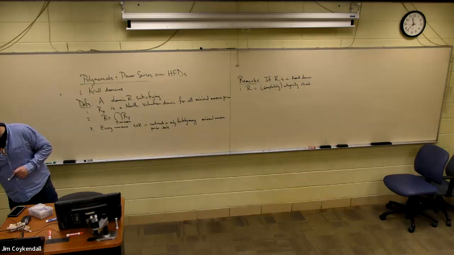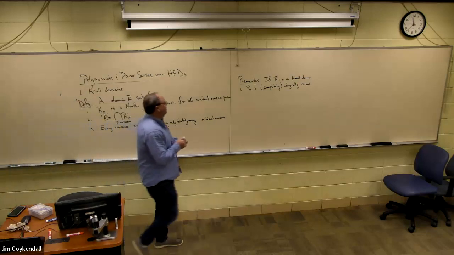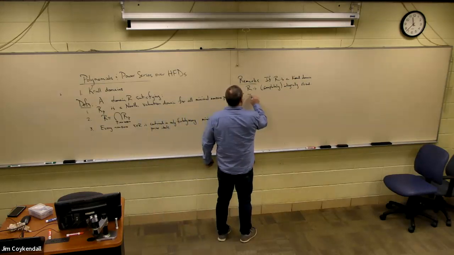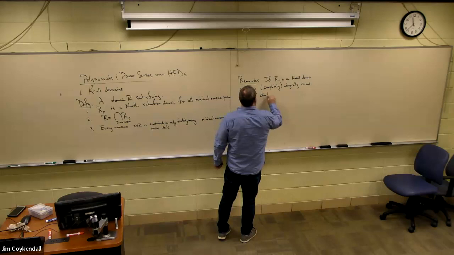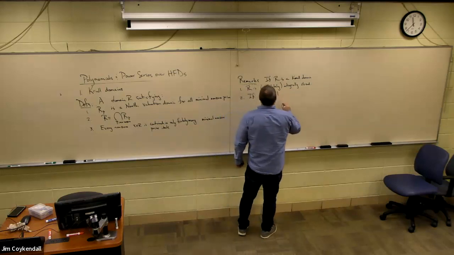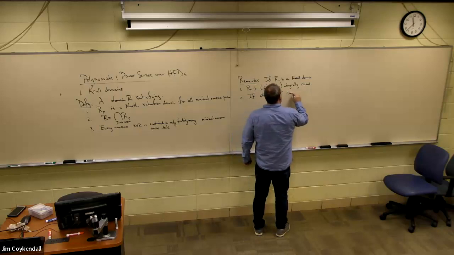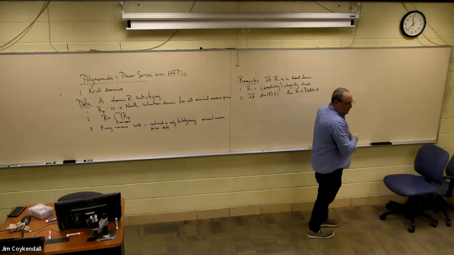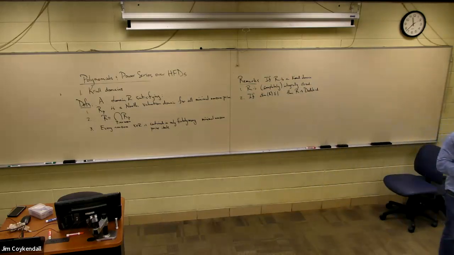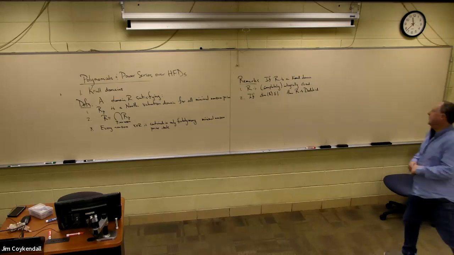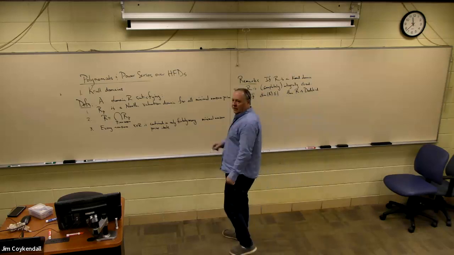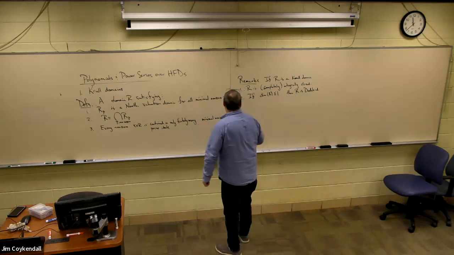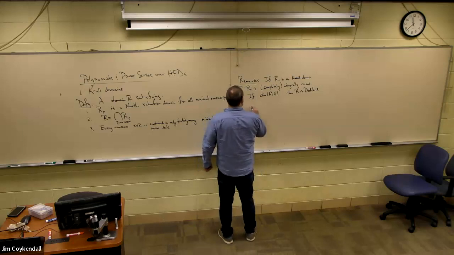Here's a couple of other facts. Number two, if the dimension of R is 1, then R is Dedekind. Of course, if the dimension of R is 0, it's a field. So Krull domains one might think of as a generalization of Dedekind. And of course, any Dedekind domain is a Krull domain.